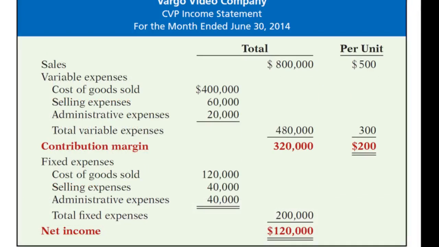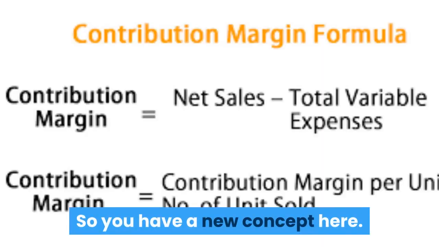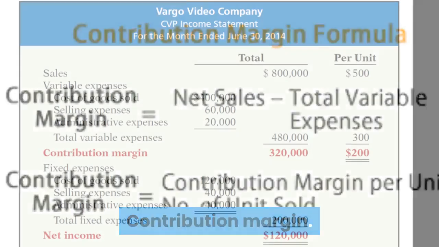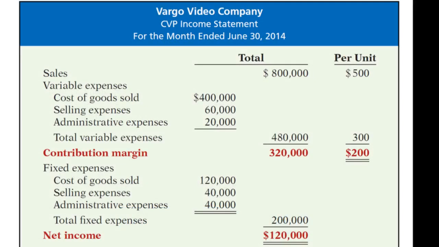So now you see, by rearranging this statement into what's called a cost-volume-profit income statement, or CVP, I now have a way of predicting what's going to happen to my profit if I increase sales 10%. Variable costs go up 10%, the contribution margin will go up 10%, but the fixed costs will not change, and I can determine my profit. So you have a new concept here: contribution margin. And when I just take contribution margin, I mean in total, as $320,000.